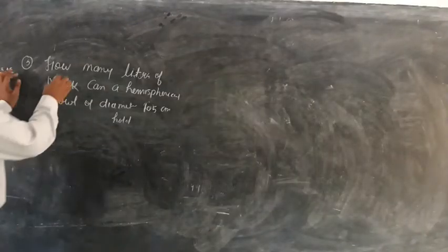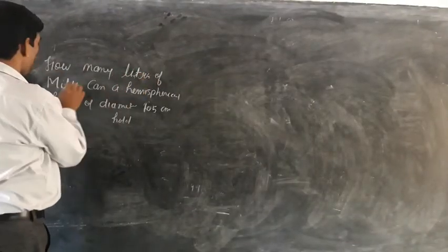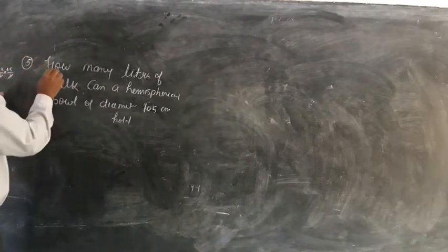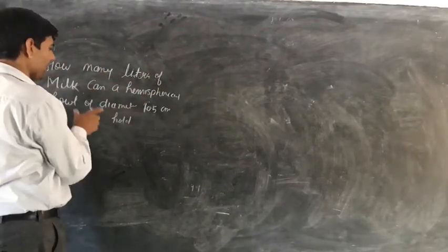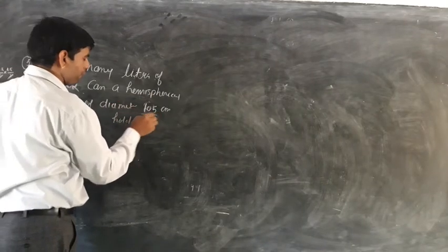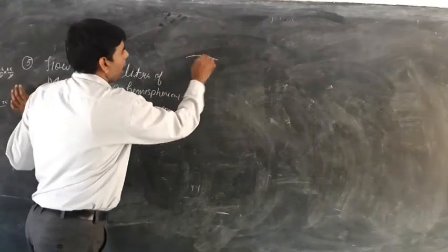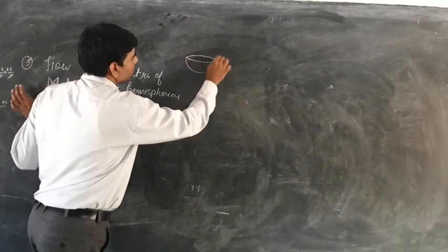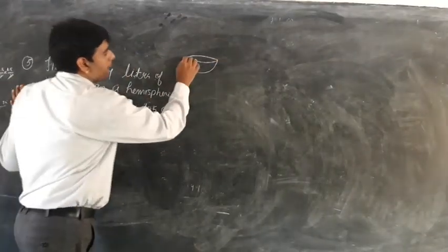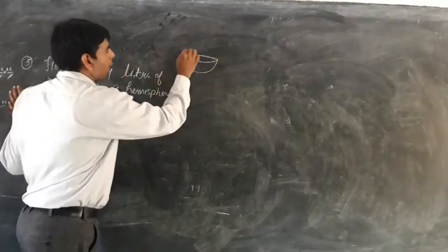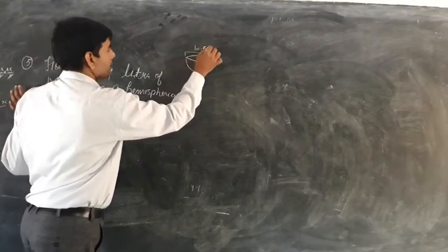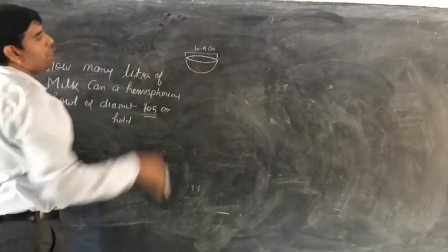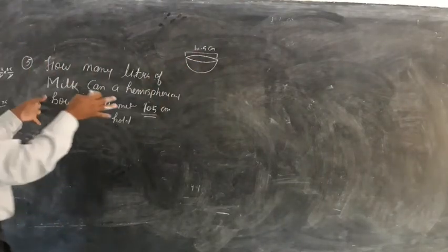Look, how many liters of milk can a hemispherical bowl of diameter 10.5 centimeter hold? This is a calculation question. That is the hemispherical bowl, and the diameter of this bowl is 10.5 centimeter. First we find the volume of this bowl.